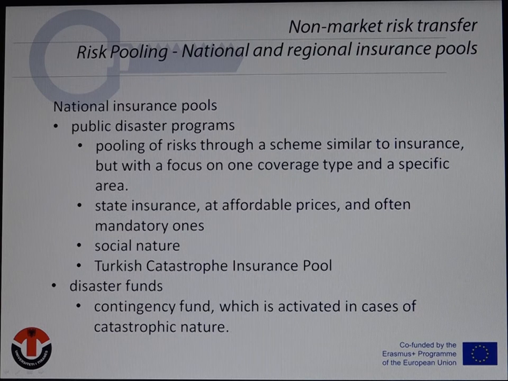The first form involves the pooling of risk with a focus on the coverage type and the specific area. Programs work as state insurance at affordable prices and are often mandatory. Such programs curb the private insurance industry, because individuals with state guarantee tend to get less private insurance, or none at all, thus revealing a form of moral risk.